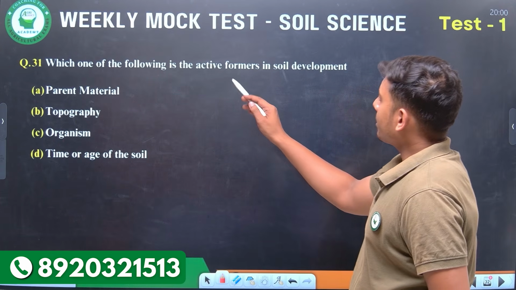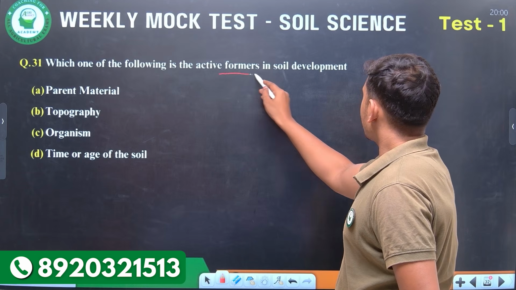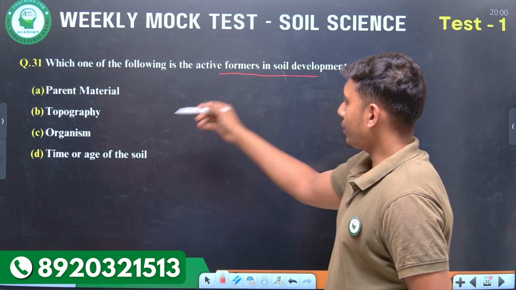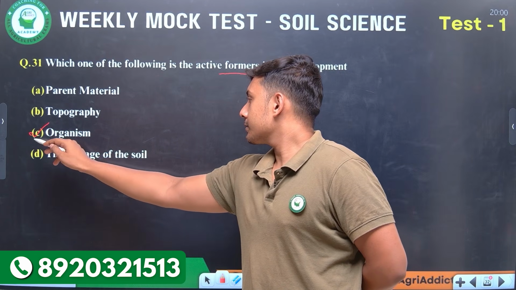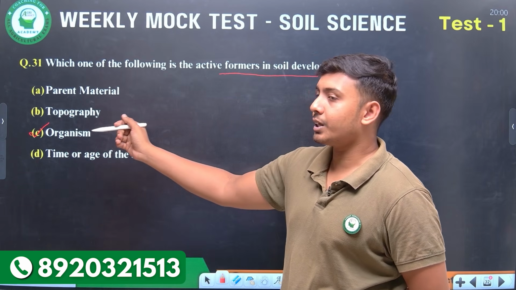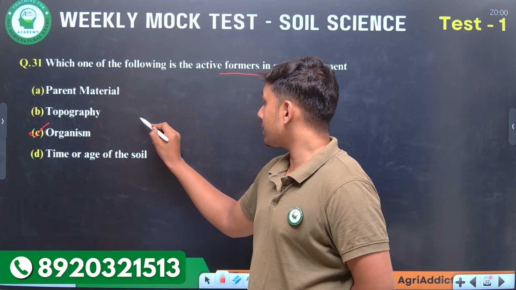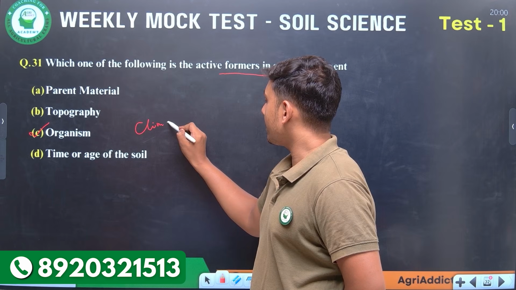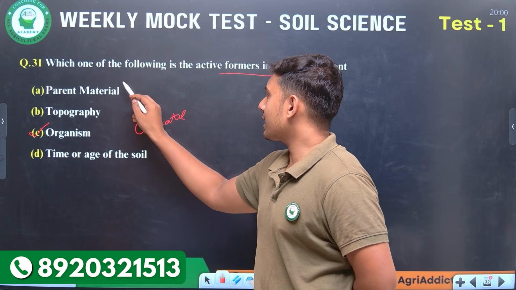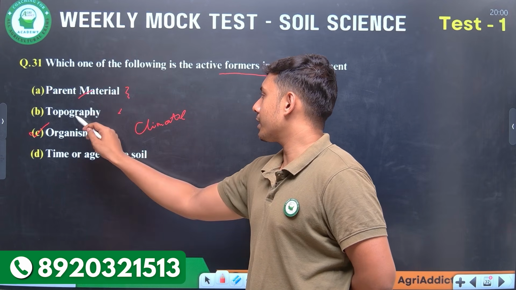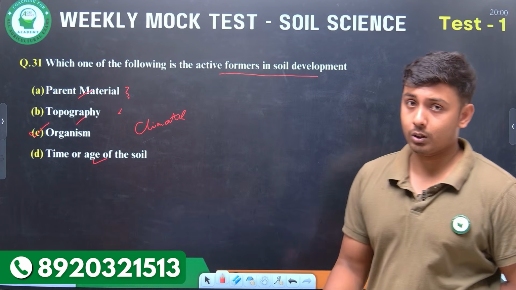Now comes, which one of the following is an active former in soil development? That we know, that is organism. Organisms, vegetation, and also if there was the option of climate, it will also be an active factor. The others are the passive ones: parent material, topography, time or age of the soil, those are the passive ones.